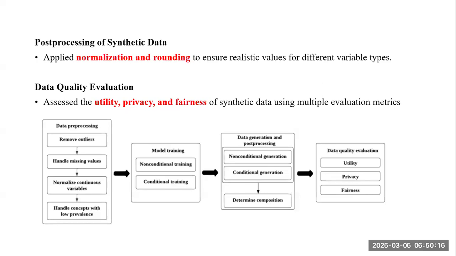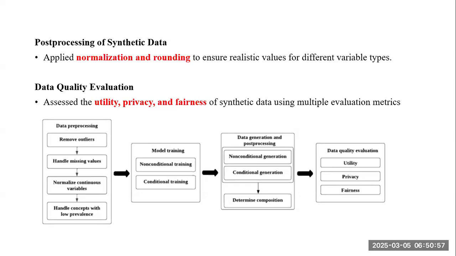And this is how the process goes. First we have data pre-processing, model training, data generation and post-processing, and data quality evaluation. In data pre-processing we have to remove outliers, handle missing values, check whether there are any missing values in the data, normalize continuous variables, and handle concepts with low prevalence. Then we have model training, non-conditional and conditional training, and data generation for both non-conditional and conditional, from which the composition is determined.